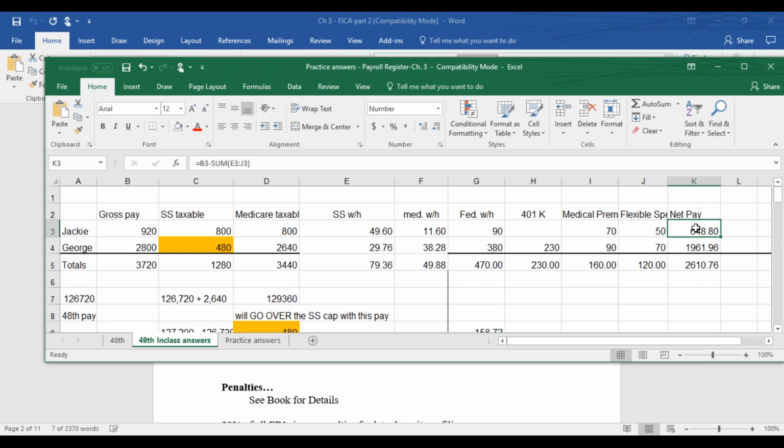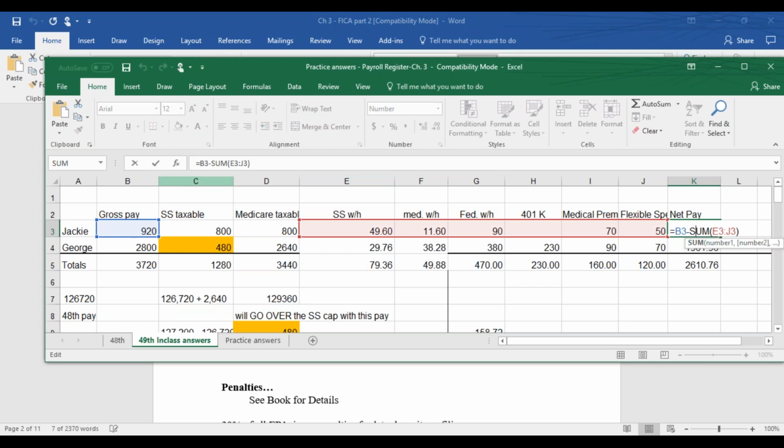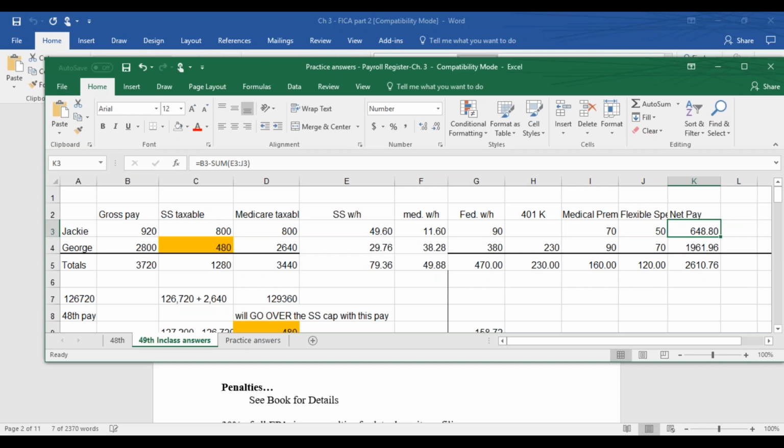And then again, I want you to have a formula for your net pay. Simply remember, you go back to your gross wage. These were only for calculation purposes. So take the 920 and then subtract out everything that was withheld. For George, the one thing with Social Security is we're going to use the 480 instead of the bigger number, the 2640, because he's going to hit the cap with that extra 480. And we do the same thing for the net pay. These will now be our journal entry amounts that you see in the total.